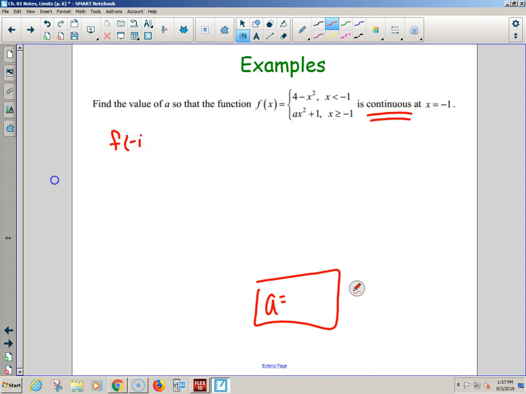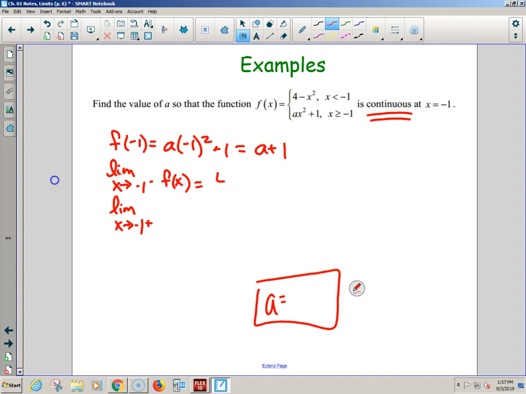So does f of negative 1 exist? Yeah, it would be a times negative 1 squared plus 1, which is a plus 1. Okay, well, I don't know what a is. All right, keep going. So the limit as x approaches negative 1, do I need to do just one limit, or do I need to do two? You need to do two. Okay, because I have a below and I have an above, right? So the below, wouldn't I be plugging into 4 minus x squared? 4 minus negative 1 squared? What would that be? 4 minus 1 is 3.